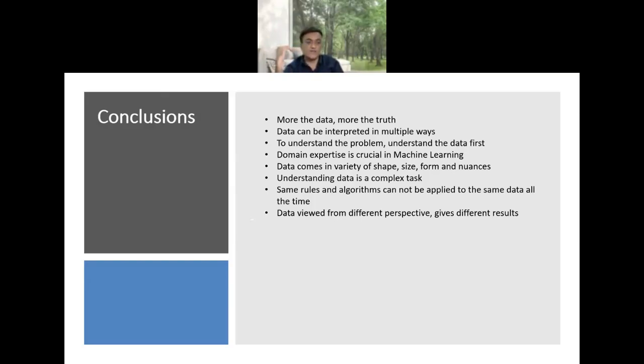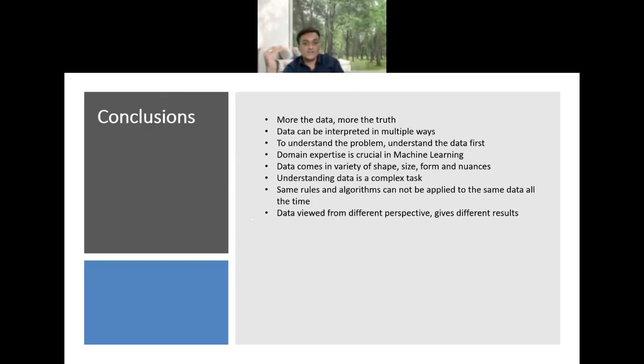Let us say, for example, we want to remove poverty in India. That is what the problem is all about. But do we have data? Have we understood the data? What is the exact reason to solve this problem? So to understand the problem, understand the data first. Domain expertise is crucial in machine learning. And that is why the opportunities are for everyone.